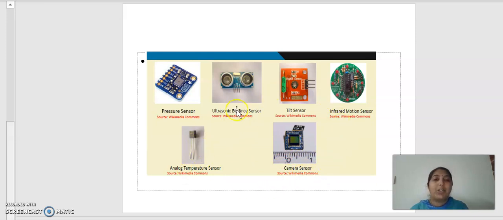These are some pictures of the sensors. In the further lectures, we'll see how to interface the various sensors to the Arduino.